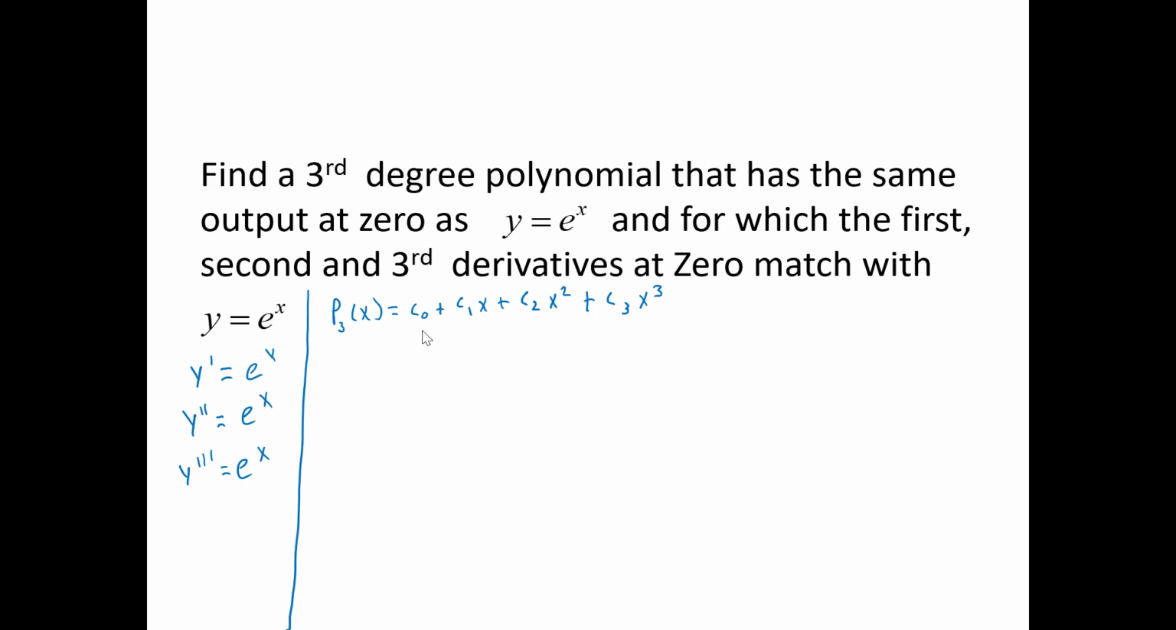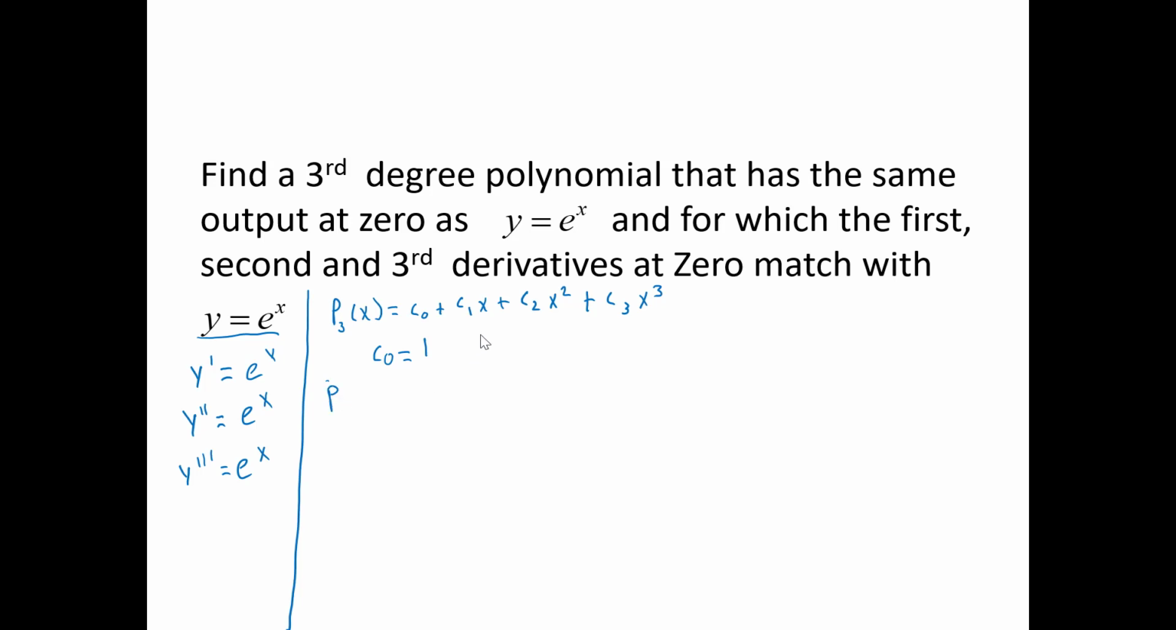To figure out my constant, I want the output at 0 for this polynomial to be the same thing as the output at 0 for my original function, right? So when I put in a 0 everywhere I see an x, I will get just C0. And when I put a 0 into the original function, I will get e to the 0, which is 1. So C0 is 1.